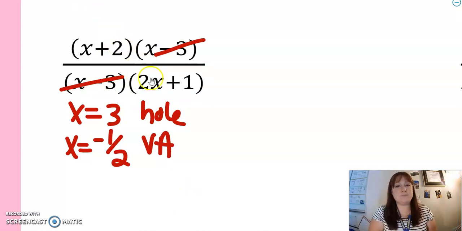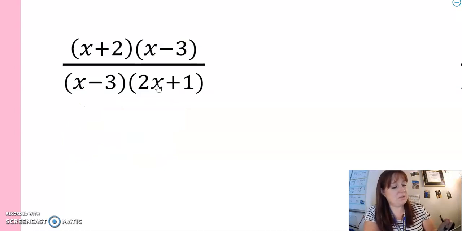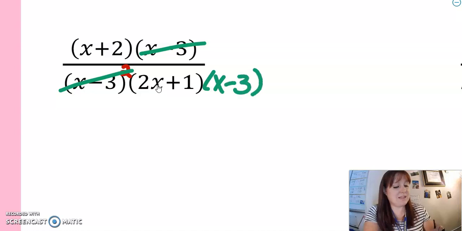One word of caution: if you find something that cancels out and then has one left over, you might say, oh, it's both a hole and an asymptote. It can't be both. So imagine that this function was actually like this. So it has x minus 3 squared. So this x minus 3 cancels out one of the x minus 3's, but we still have an x minus 3 left on the bottom, right? Because it only cancels out one of them.